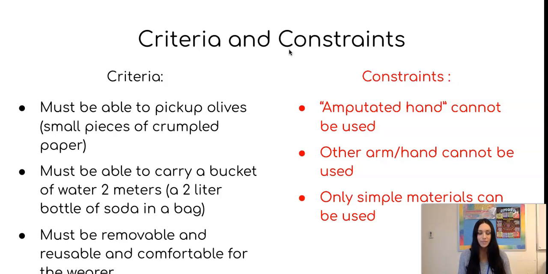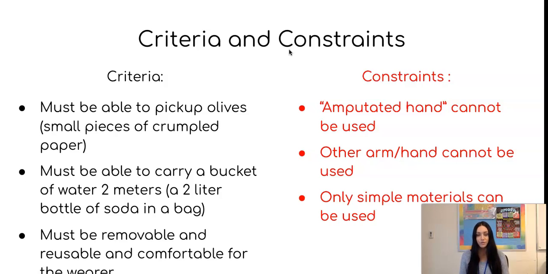Layla wants to be able to eat with her family, so the arm that you create for her must be able to pick up olives, which in this case will just be small crumpled pieces of paper. It also must be able to carry a bucket of water 2 meters, which is about 6 feet. For the water, we will use a 2-liter bottle of soda filled all the way up and placed in a bag. Finally, it must be removable and reusable, meaning she must be able to put it on and take it off to sleep and shower and other things and put it back on and use it again. And it must also be comfortable for her to wear.